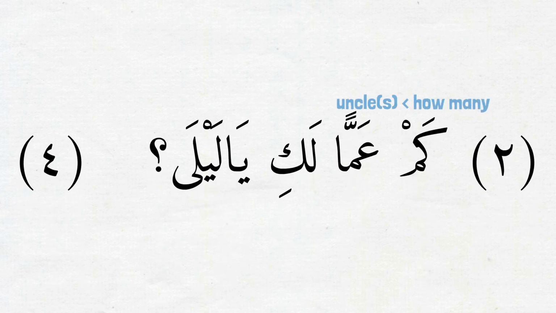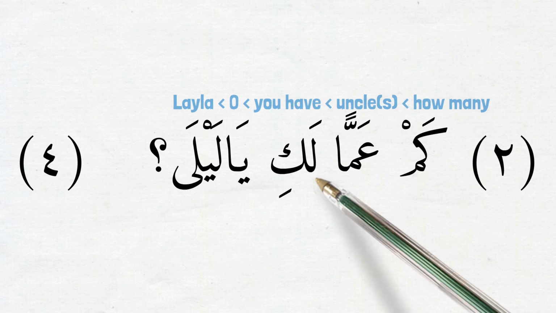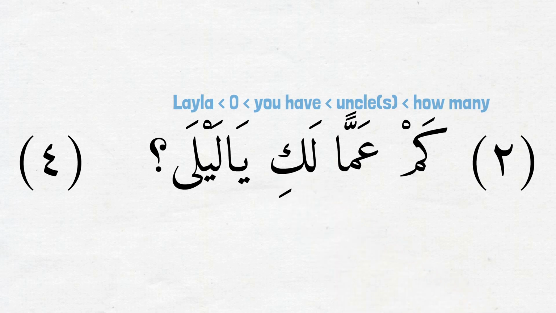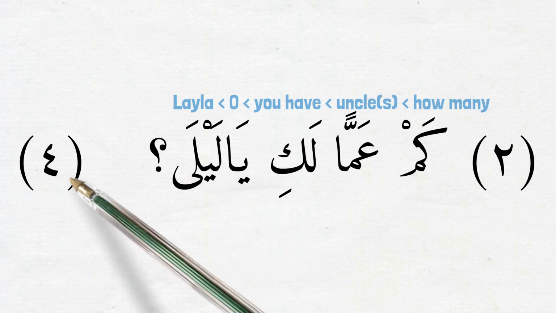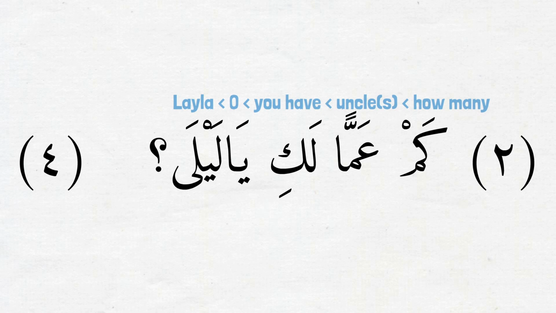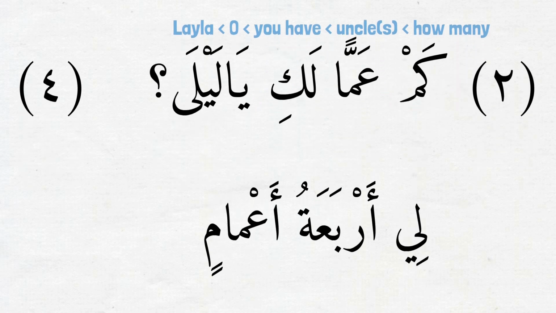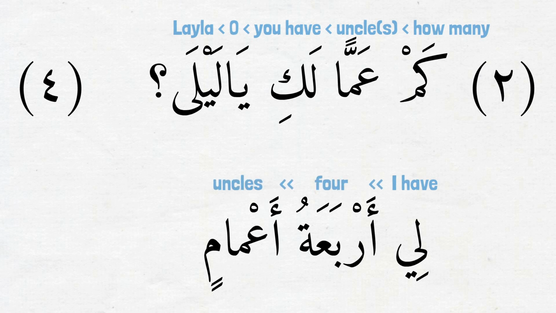Question 2. كم عمًا لك يا ليلى? How many paternal uncles do you have, O Layla? Notice we are using jar majroor laki, not laka, because the question is directed to Layla, who is a female. We should use number 4 in the answer. What would be her response? She can say, لي 4 أعمام. I have 4 uncles. Notice we are using the plural of عم, which is أعمام.